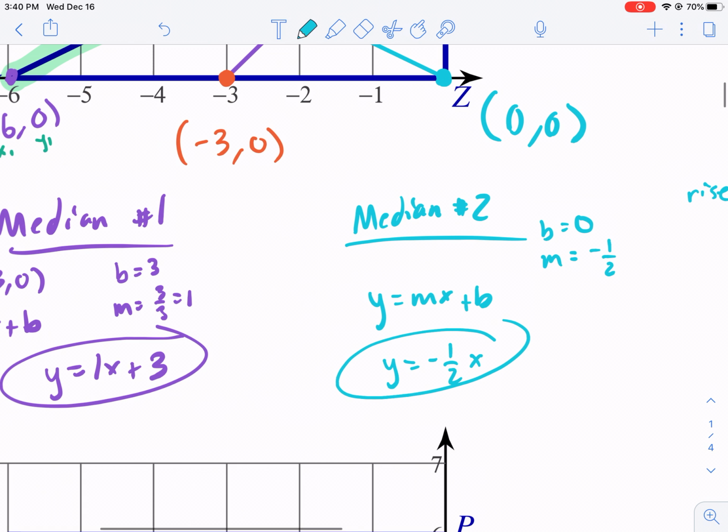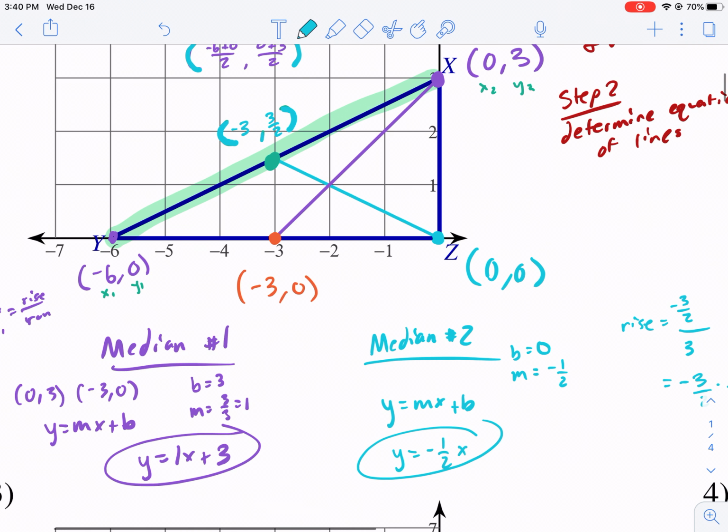So I have my 2 equations here. That's step 2, and the last step, step 3, to find the centroid, is you solve the system of equations to find the intersection.